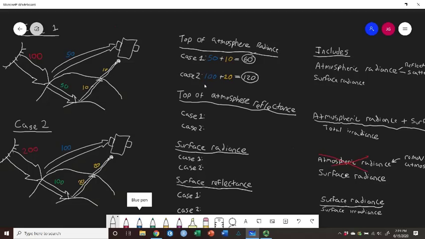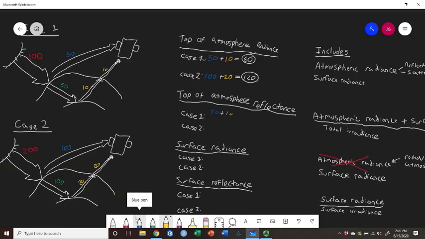Case 1, case 2. So now let's talk about top of atmosphere reflectance. Top of atmosphere reflectance, we said, was atmospheric radiance and surface radiance divided by the total irradiance. So in this case, the top number is going to be the same. For case 1, it's going to be 50 plus 10.